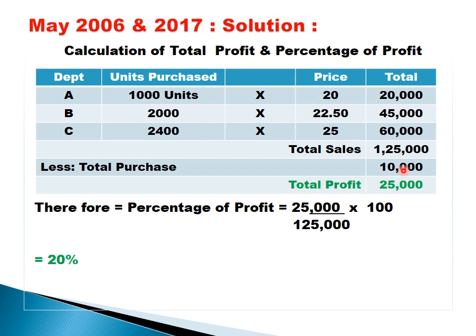Purchase is 10,000 given in the question. So you get a total profit of 25,000. So you get a profit percentage of 20%. After calculating profit percentage 20%, next calculate profit of each department.